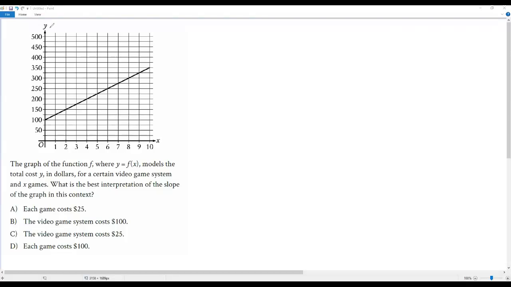Okay, here we have y on the vertical axis and y represents the total cost in dollars, and we have x on the horizontal axis. It represents the number of games. So we have to answer the question, what is the best interpretation of the slope? Usually, what's the formula for slope? The general formula for slope is the change in y value divided by the change in x value. So we have to measure the change in y value with respect to the change in x value.